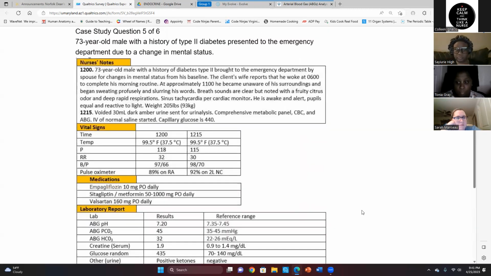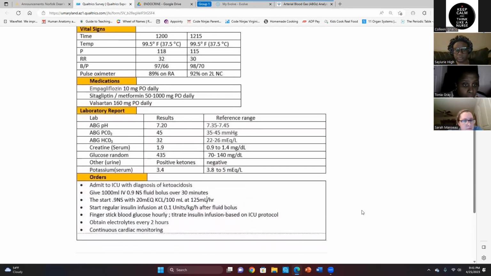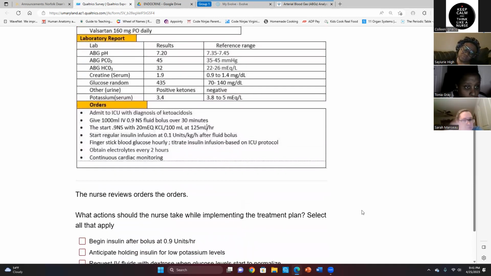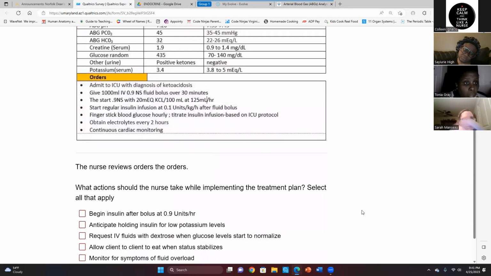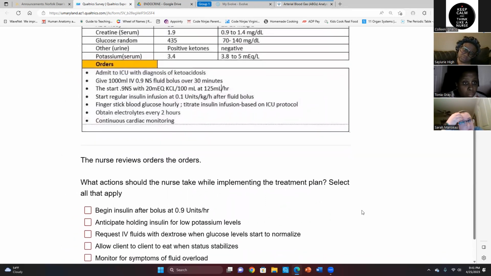All right, question 5. The nurse's notes are the same. Vital signs the same. Medications the same. Labs the same. But we've got doctor's orders now that we didn't have before. Okay, who wants to read that?